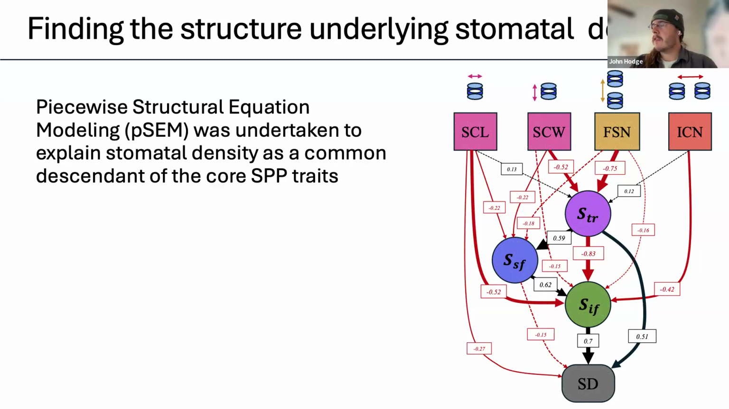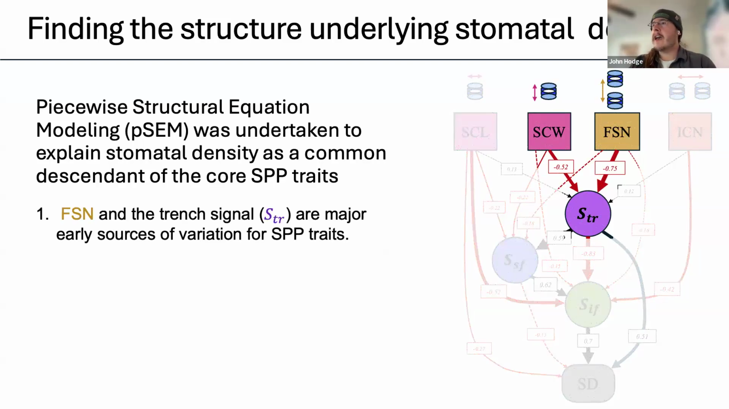One of the first things that stands out as we're looking at the strength of those edge coefficients is that file spacing number, alongside stomatal complex width and the trench signal, seem like really important early sources of variation for where a lot of the signal is coming in for this model.